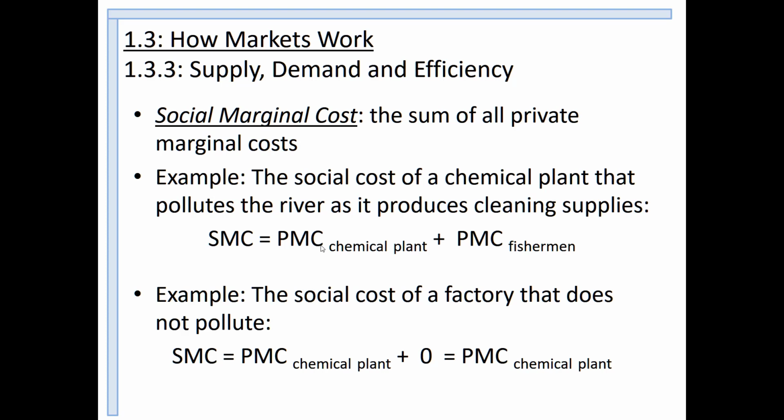Let's see a second example. Let's say that the factory is actually very responsible and does not pollute the river. It can abate the pollution or it can get rid of the pollution some other way.